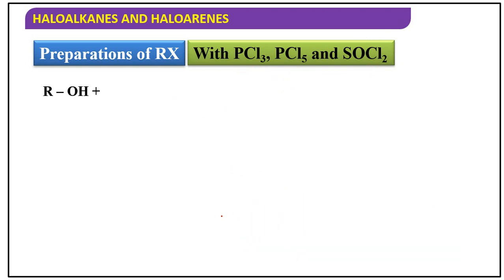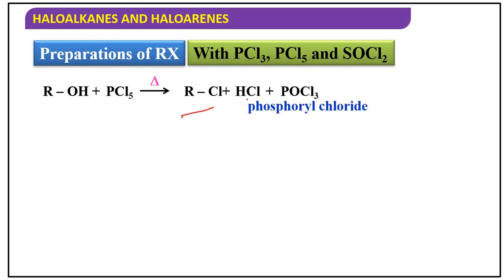If you take PCl5, the main product is the same, alkyl halide. The byproducts are changing here. One is HCl, the other one is POCl3. Actually, you will get this topic in the nitrogen group. The PCl5 structure is trigonal bipyramidal.